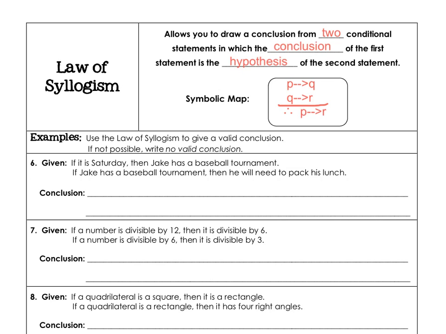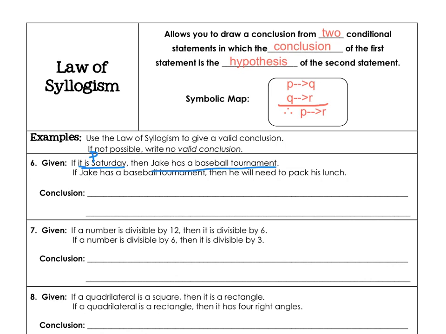Okay? All right, so let's look at an example, and that might make it a little bit more understandable. So number 1 says that we are given, if it is Saturday, then Jake has a baseball tournament. If Jake has a baseball tournament, then he will need to pack his lunch. Okay, so let's take this a little at a time and associate it with our symbol map. So we can see that it is Saturday is the P.